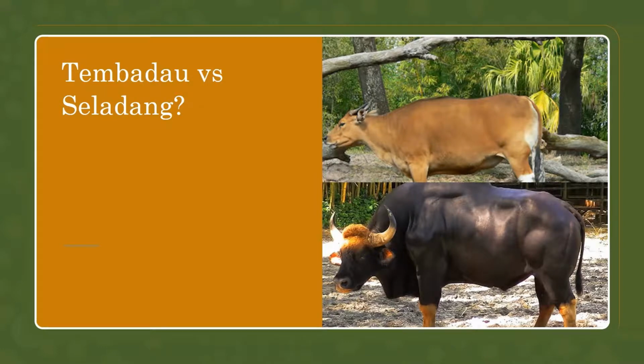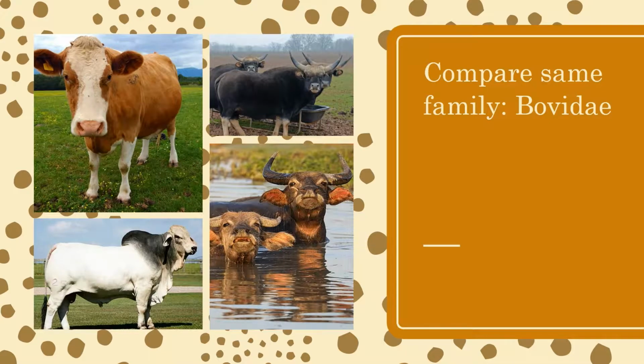They belong to the same family, but two species belong to the same genus. The genus is Bos. Okay, this is a few species in the same family, Bovidae. Okay, the cattle family. This is a cow. This is another, they call it Brahman bull, and this is water buffalo, and this is seladang.